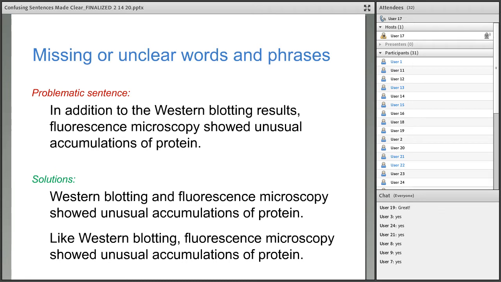A good alternative would be to rewrite the sentence as, "Like Western blotting, fluorescence microscopy showed unusual accumulations of protein." Both of these sentences are clearer than the original because we've taken out the phrase that was modifying the wrong thing.